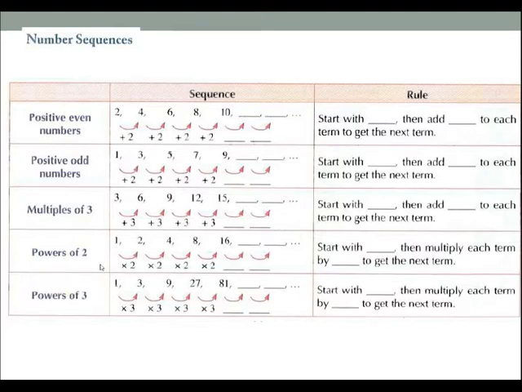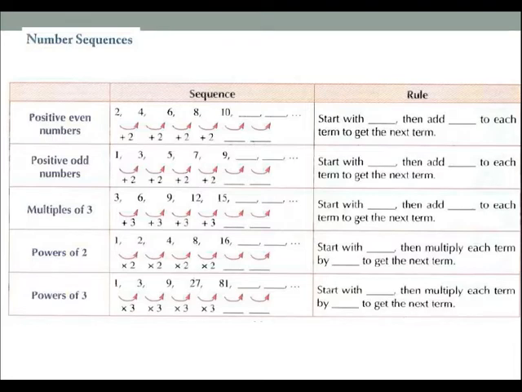Similarly, we have powers of 2: 1, 2, 4, 8, 16 and so on. What will we write? Start with 1, then multiply each term by 2 to get the next term. 1 times 2, you will get 2. 2 times 2, you will get 4. 4 times 2, you will get 8. Similarly, 16 times 2, you will get 32 and so on.